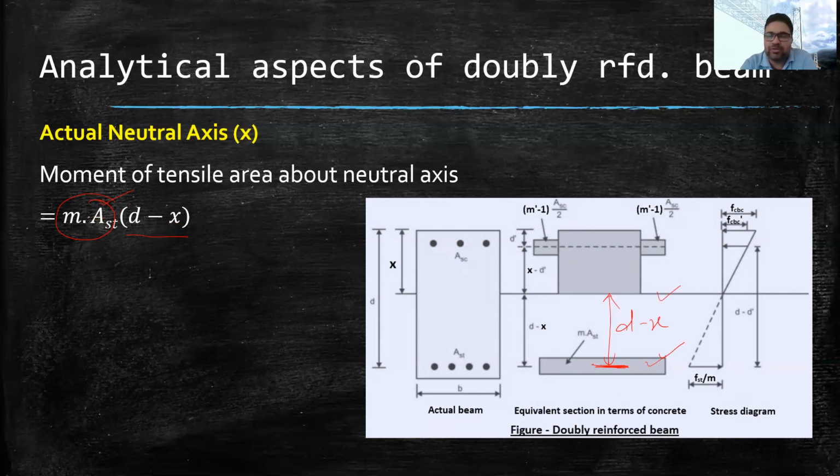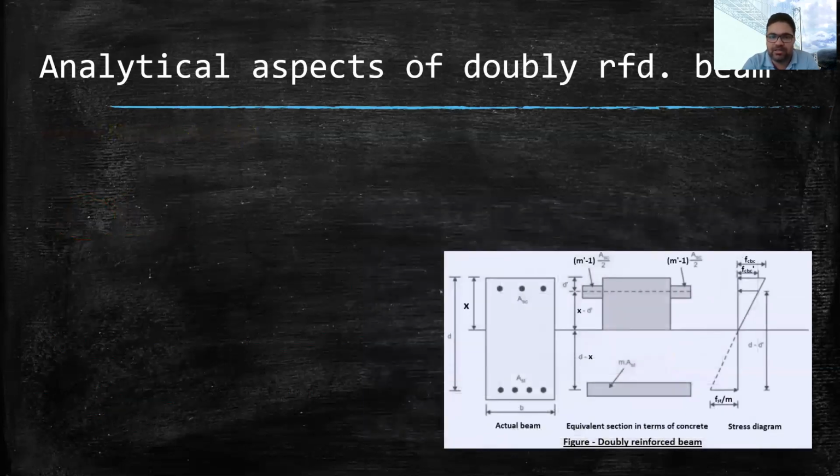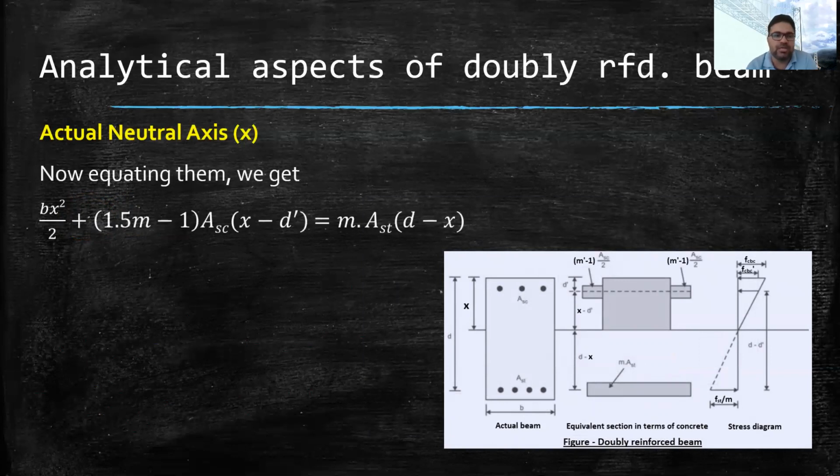Now to calculate the value of the actual depth of neutral axis X, we will equate both of these equations that we have found in the previous slide. You can see this is the moment of area in compression and this is the moment of area in tension. By equating them, we can find this X value, and this X is the actual depth of neutral axis.